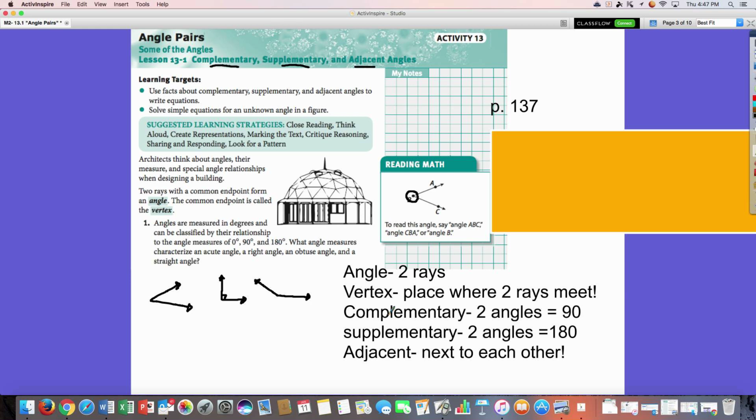Complementary we're going to talk about in a couple minutes, but that's two angles that equal 90 degrees. Supplementary is two angles that equal 180 degrees. And the word adjacent is just kind of a fancy word for next to each other. Press pause now and make sure you've got all 5 of these definitions written in your math book.